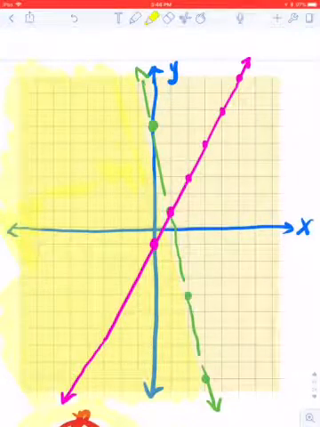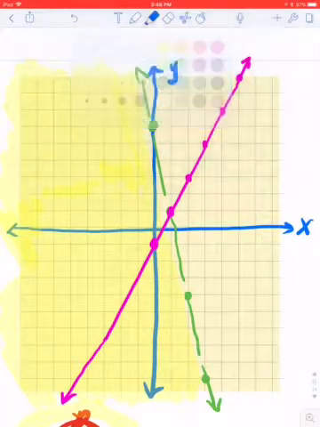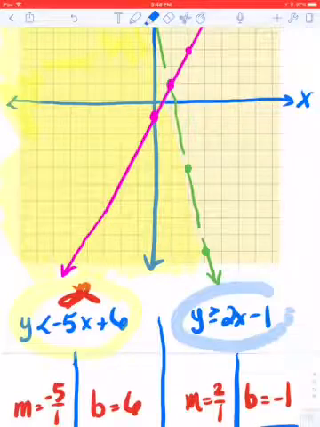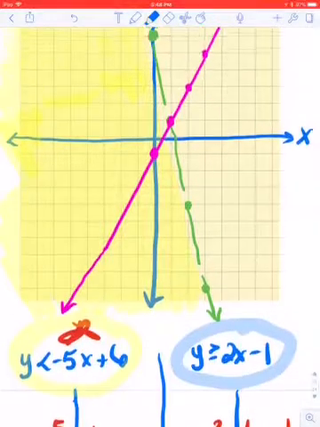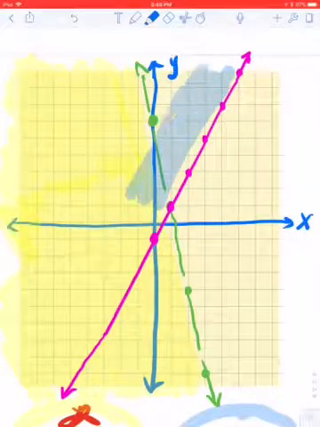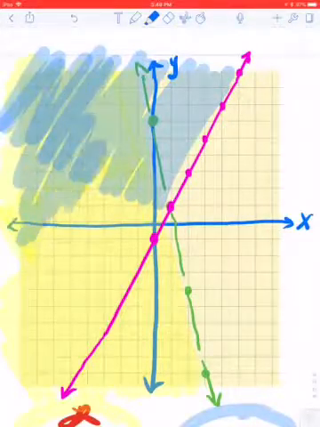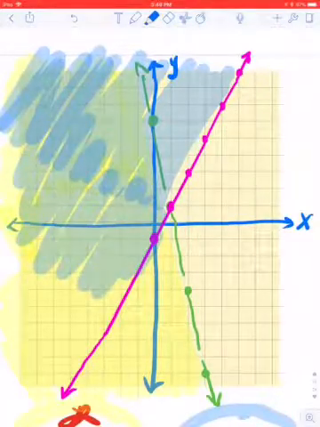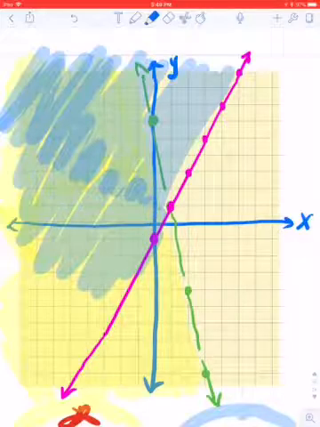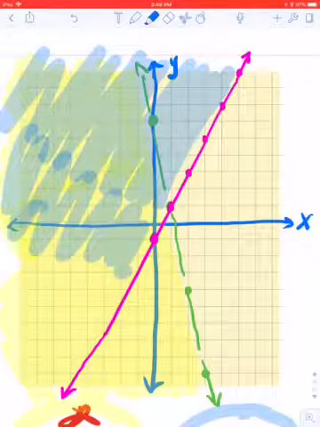And then, remember, I'm going to choose a darker color. So let's see, maybe I can use blue. And I know this is going to be for this one. I know with that line, I'm going to have to shade above. Oops. Shade above my line.